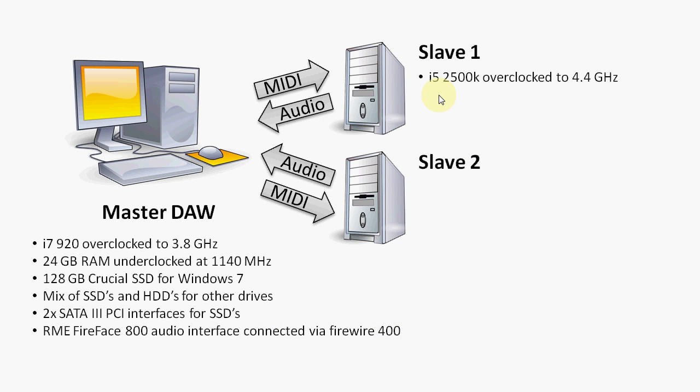The first slave is an i5 2500K that's overclocked to 4.4 gigahertz. And unlike the Master DAW, I leave the C states enabled on the slave machines. I found that I needed to disable the C states on the Master DAW to get the latencies down, but the slaves were good enough with them enabled, so I just left them on to give myself the advantage of the savings in power and heat. It's got 32 gigs of RAM at 1600 megahertz, and I run the Windows 7 operating system on my slave off of a hard disk drive.